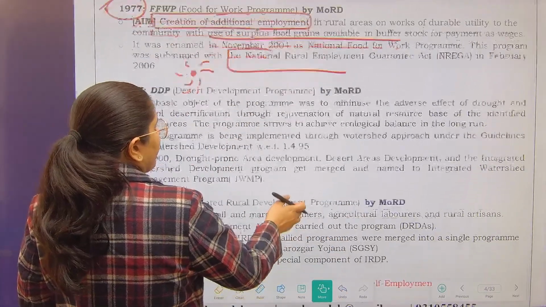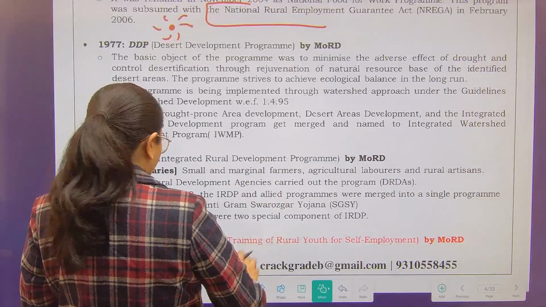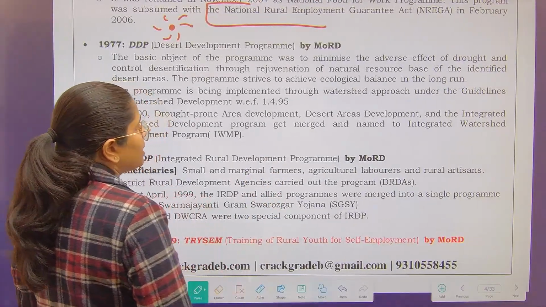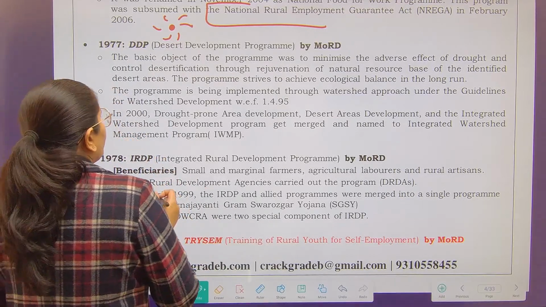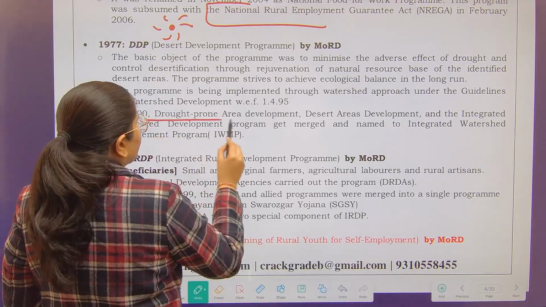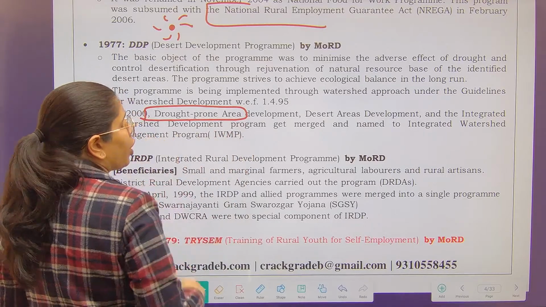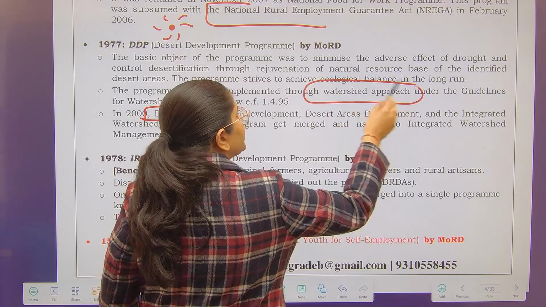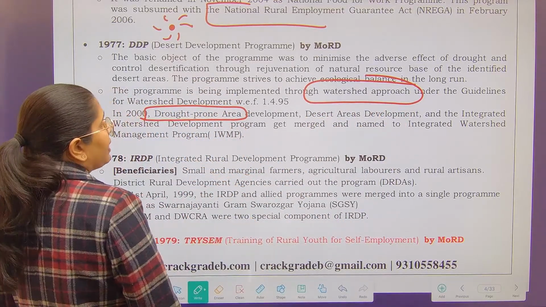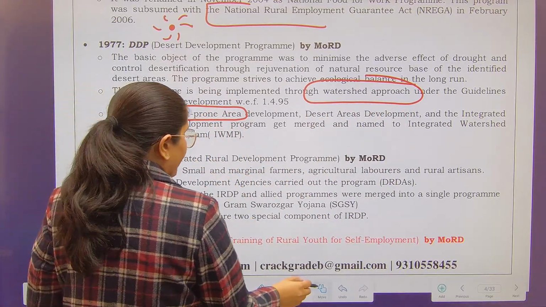Next is Desert Development Program. What are the problems in the desert area? Please think of it in your mind, and then you will be able to understand that this particular scheme has been launched so that drought prone areas can be developed, watersheds can be developed, and the adverse ecological impact of desert can be minimized.